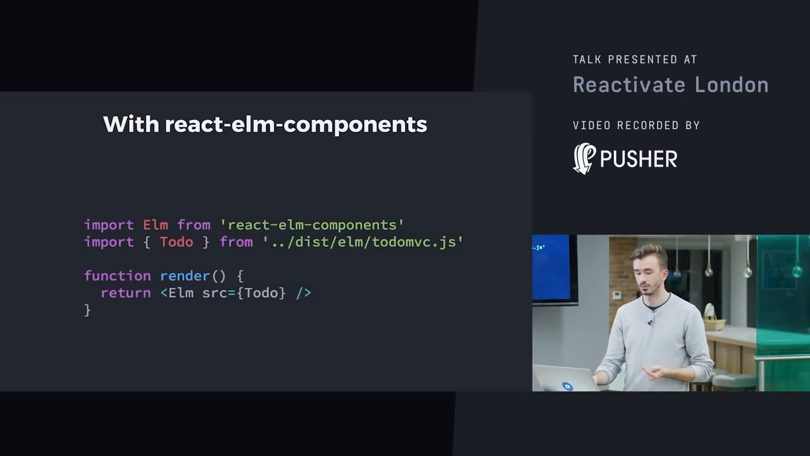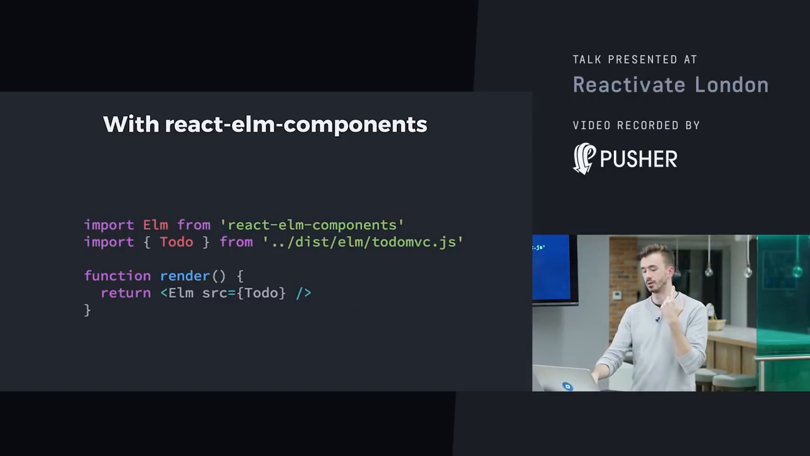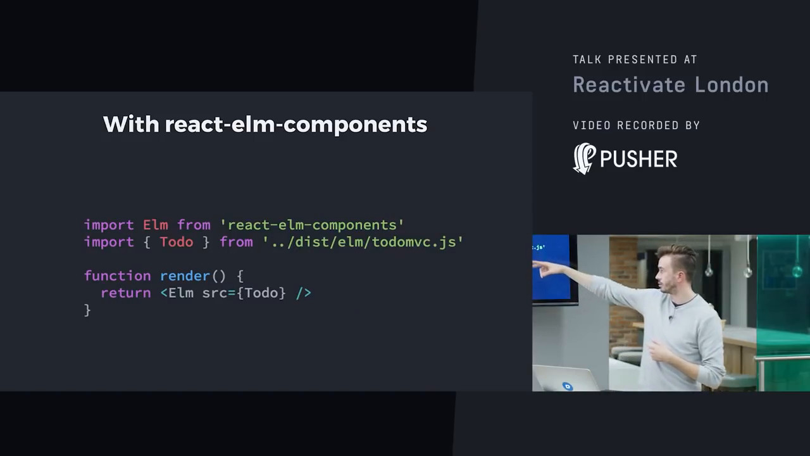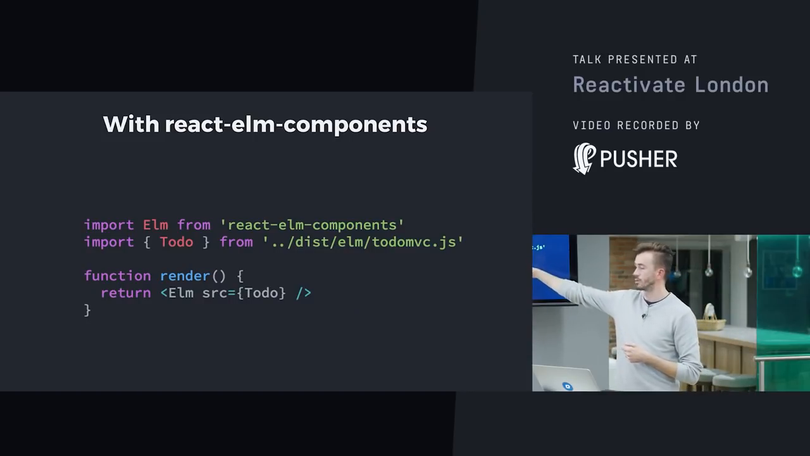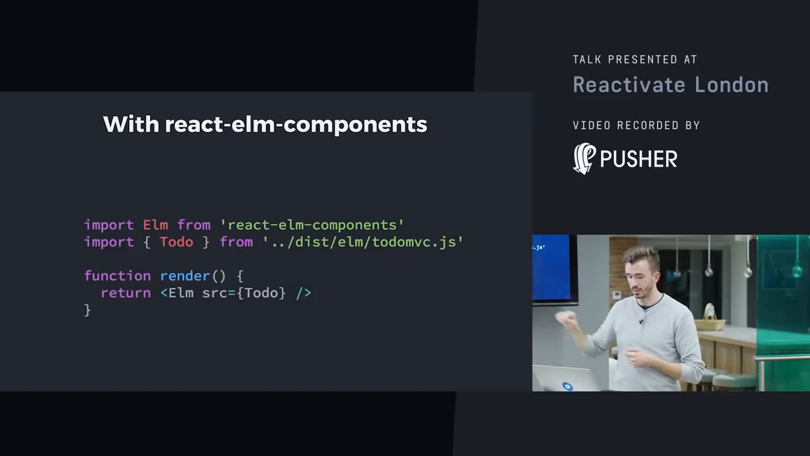For those of you that are using React, there's a canonical example by Evan himself of React Elm components. Very simply, you're importing the Elm wrapper for React Elm components. You're importing your Elm app from wherever it might be, like the compiled code, and then you can just put that straight into a React render function. This is a very simple example.